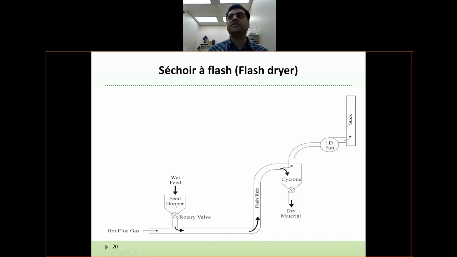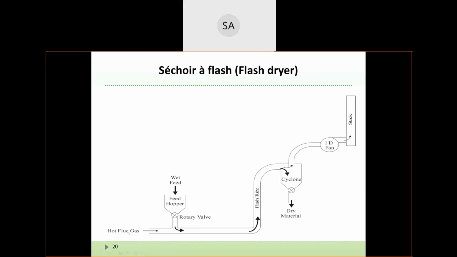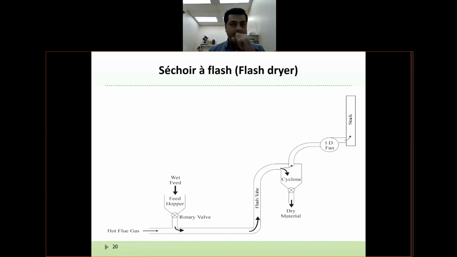So, Sarah, did you get why we need to do, for example, drying on biomass? Yes, because the water will decrease the heating value if you have. Okay, that's good. That's good.